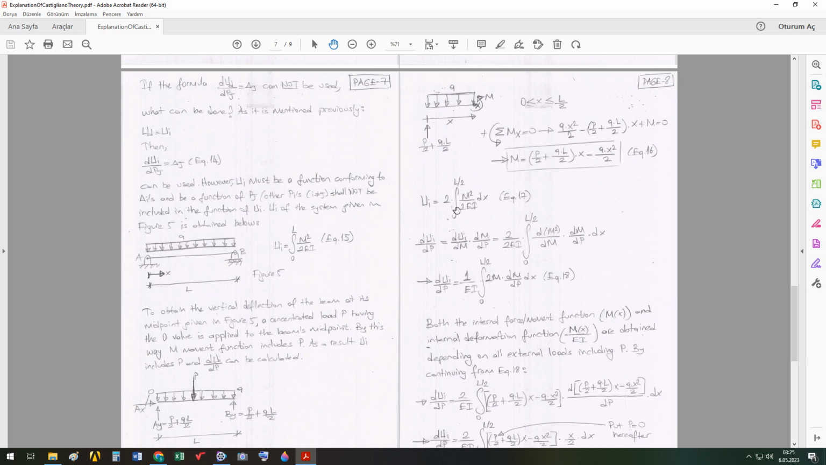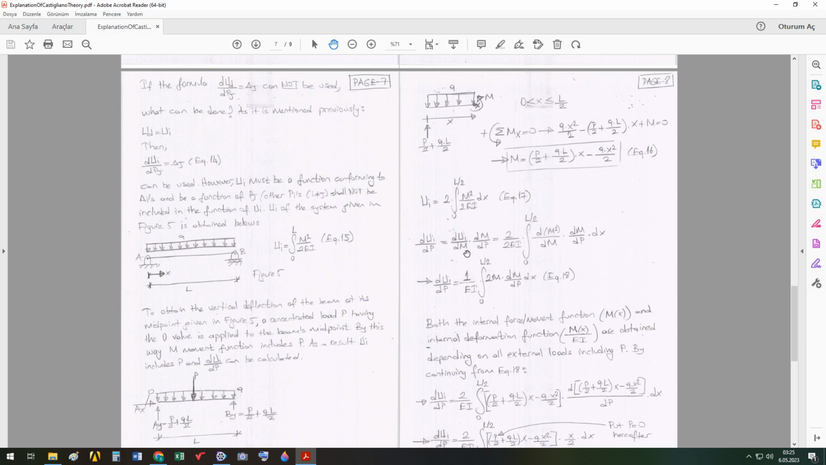If this part is multiplied by 2, it equals the total internal potential energy of the beam. Potential energy of internal force is equal to potential energy of external force. Now this is equal to that one, you know, from mathematics. And if we do this, we have here 2 times 1 over 2 times EI.